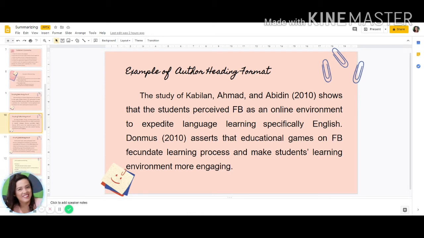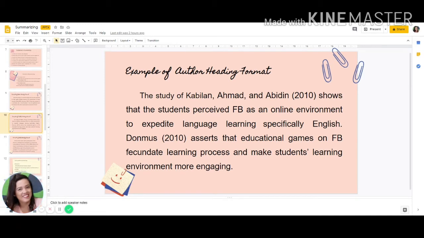The study of Kabilan, Ahmad, and Abidin 2010 shows that the students perceive Facebook as an online environment to expedite language learning, specifically English. Dunmus 2010 asserts that educational games on Facebook fecundate learning process and make students' learning environment more engaging.